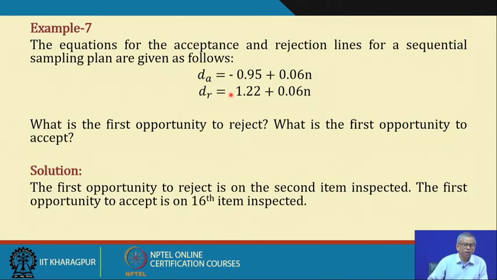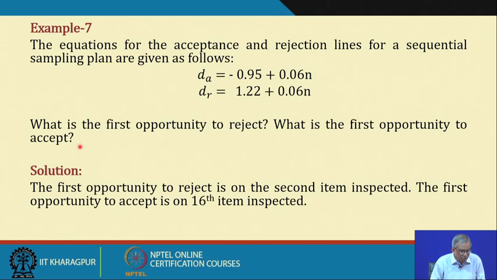Now, two more examples we have. Example 7, so that you work out. I will just read it out, it is a very simple one. The equations for the acceptance and rejection lines for a sequential sampling plan we have already derived. Suppose these two equations are given for the acceptance and rejection lines for the sequential sampling plan. What is the first opportunity to reject? You please solve this problem. What is the first opportunity to accept? So, this is for you, I am giving you this exercise to solve.